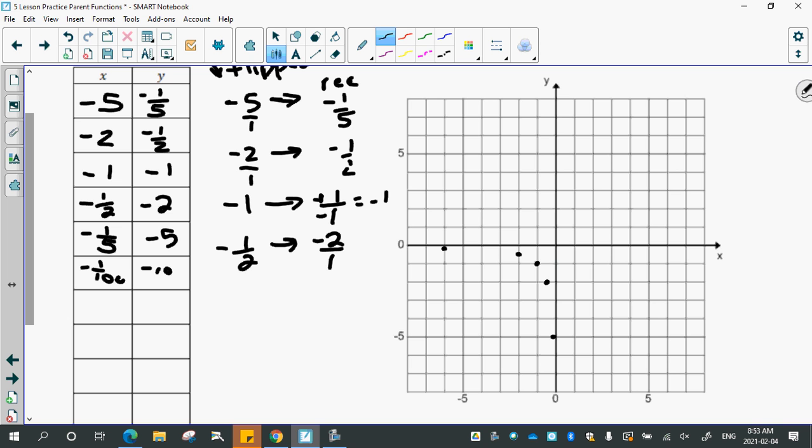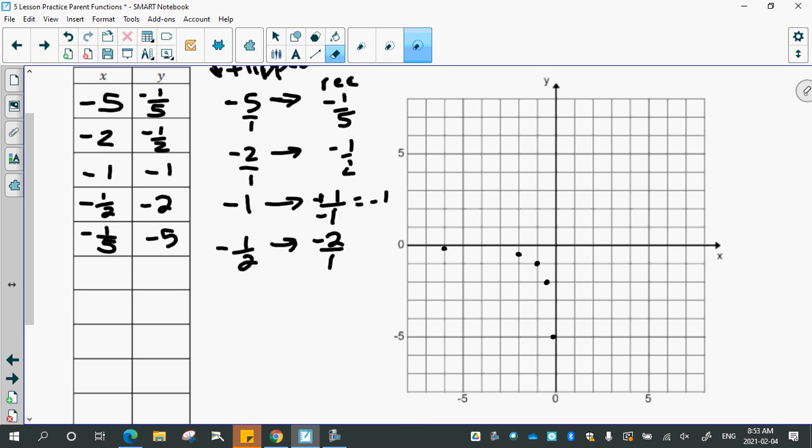What if I put -100 in there? So -100 is so close, like on this grid anyways, I can't even see it. I'm going to be all the way down at -100. Okay? What if I put 0 in? Is division by 0 possible? No. So I can't ever touch the y-axis.